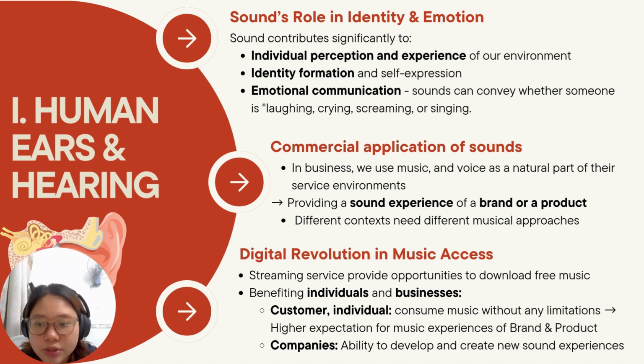And lastly is emotional communication. Sound can convey whether someone is laughing, crying, screaming, or singing, because the connection between the ear and the brain can notice changes in pitch, tone, rhythm, and volume, and then they directly engage the brain's limbic system. As we studied in chapter two, the limbic system lets us detect and mirror other people's emotions immediately. This role of sound in identity and emotion sets the stage for understanding sound as a fundamental aspect of human interaction with the environment and with each other.